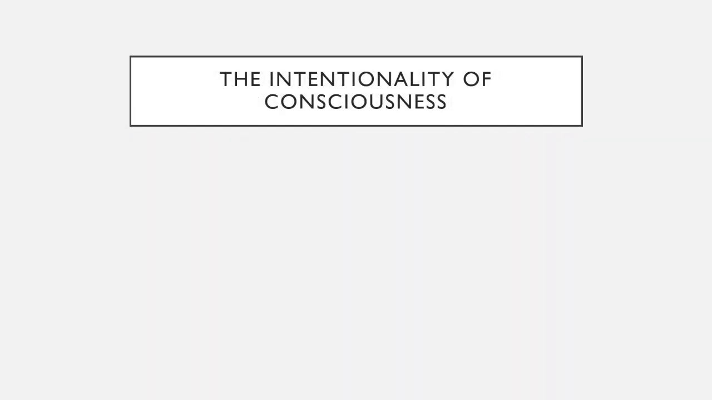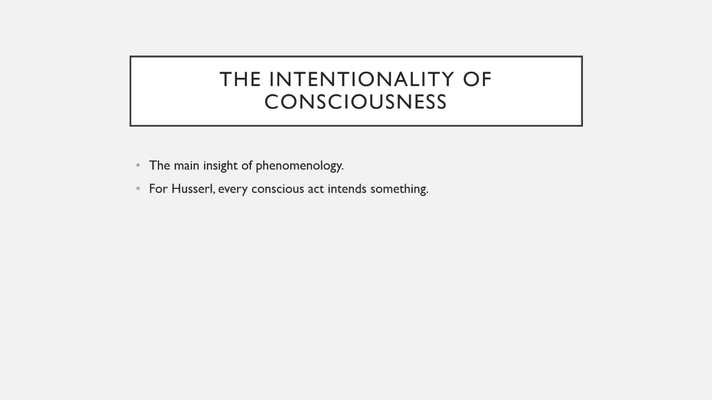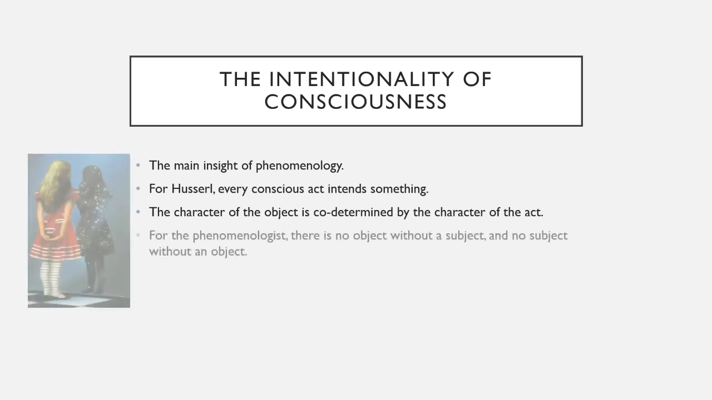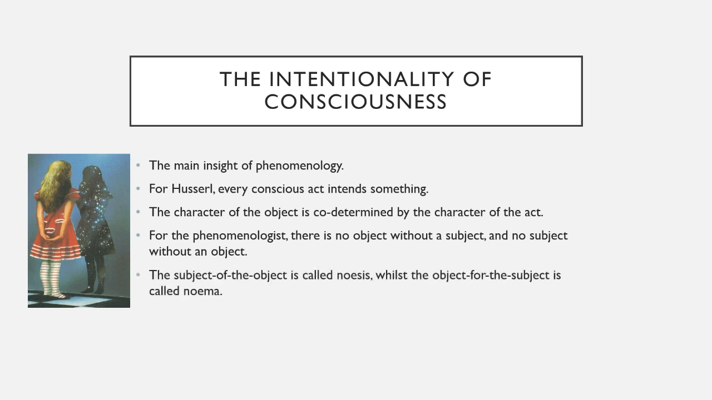Finally, we have the intentionality of consciousness that Husserl came up with from the phenomenological transcendental reduction. This is actually the main insight of phenomenology. For Husserl, every conscious act intends something. The character of the object is co-determined by the character of the act. For the phenomenologist, there is no object without a subject, and no subject without an object. The subject of the object is called noesis, while the object for the subject is called noema. The world is a human world, and man is a being in the world.